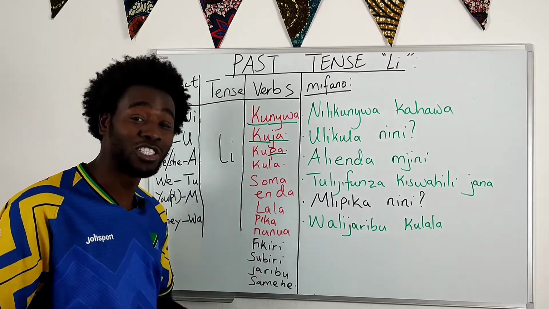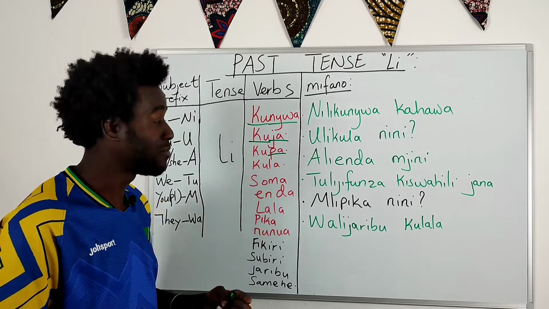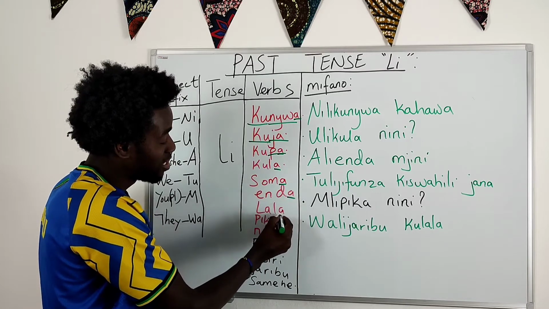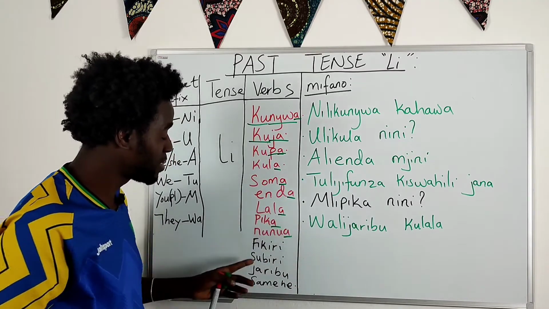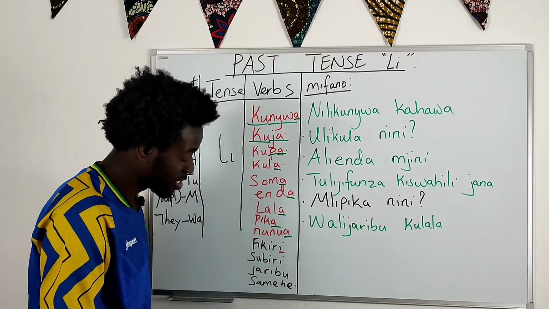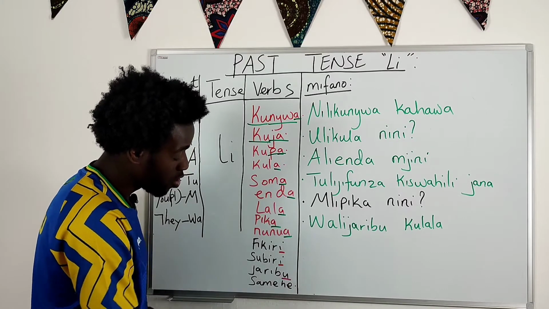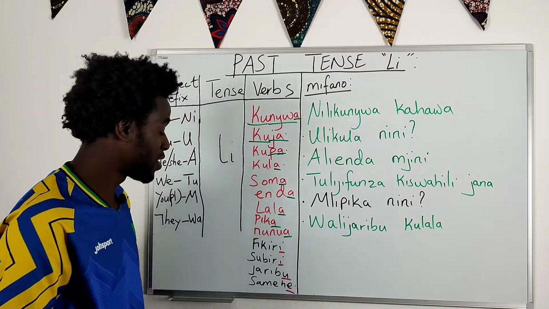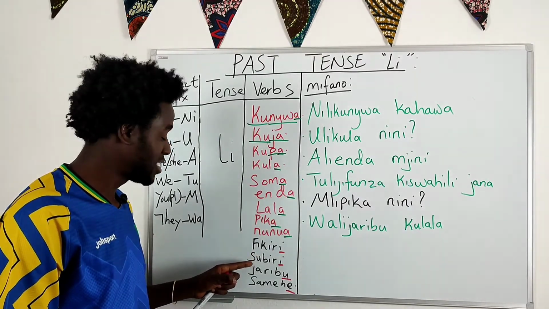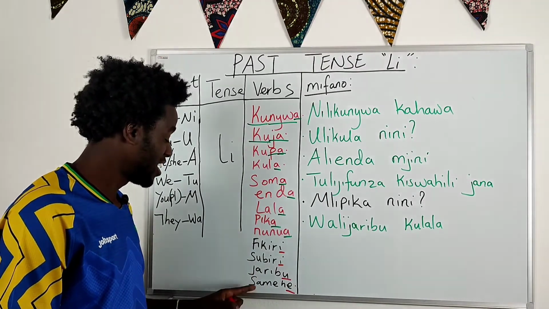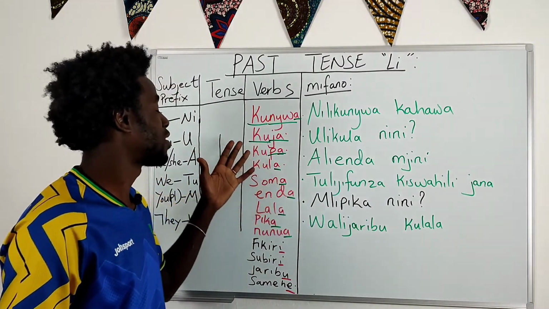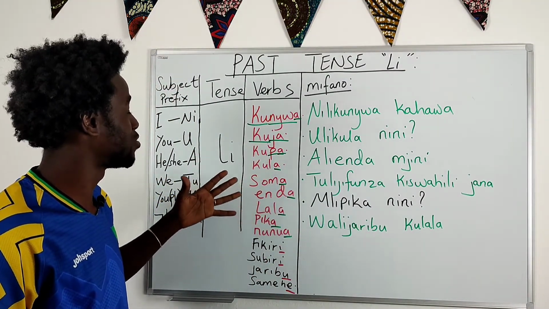But also these Bantu origin verbs end with the vowel a. Look, all of them end with the vowel a. And Arabic origin verbs end either with vowel e, look here, or u and a. For example, fikiri, think, subiri, wait, jaribu, try, and samehe, forgive. So these are two types of verbs that we have in Swahili.